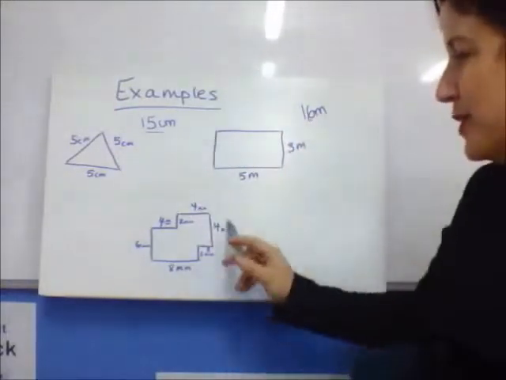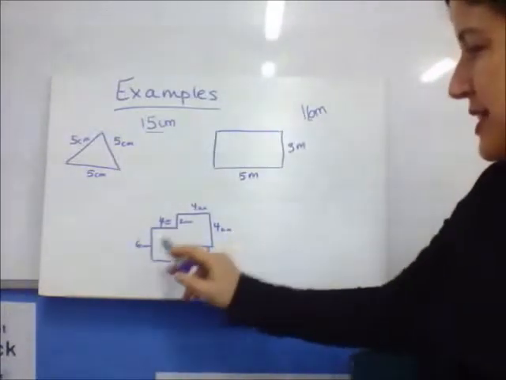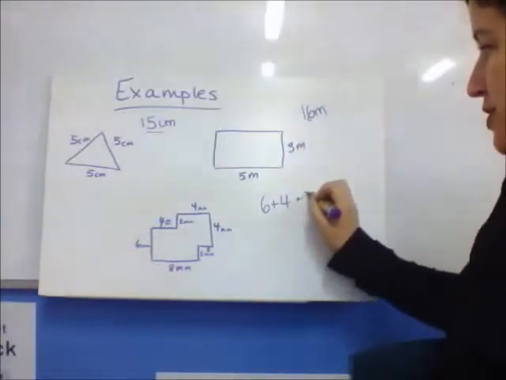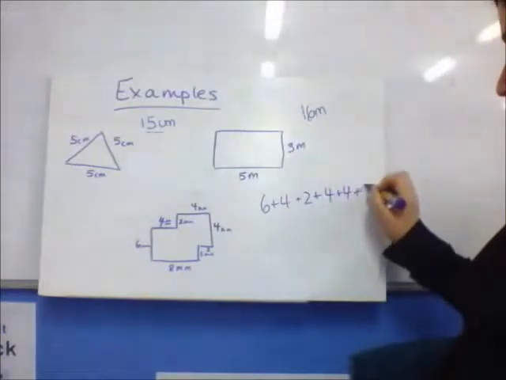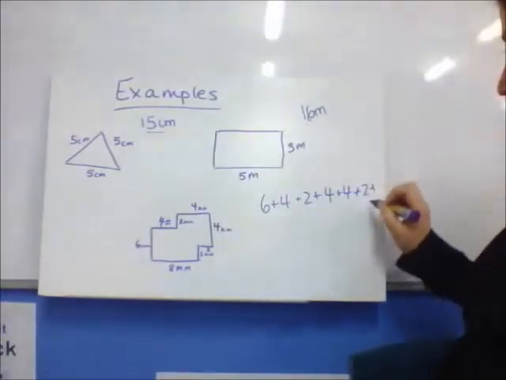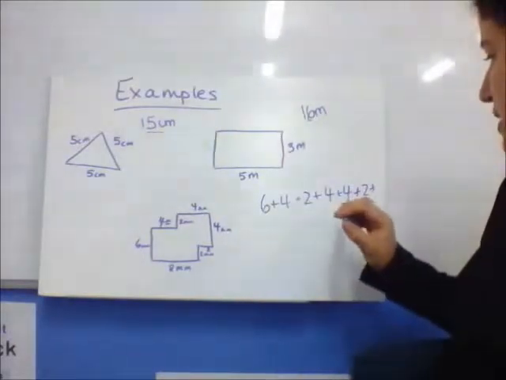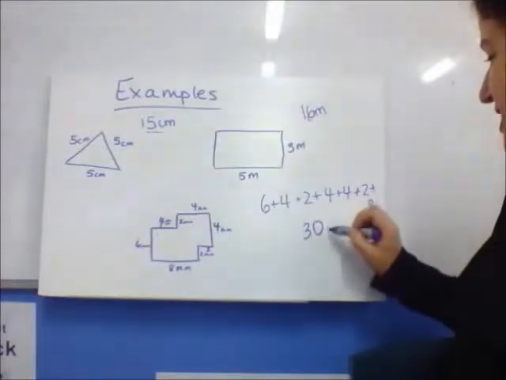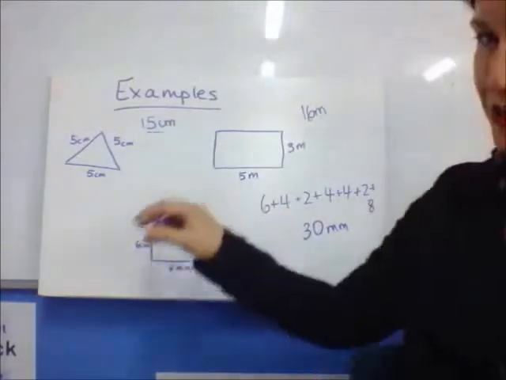That's our perimeter of that rectangle. Okay, we've got a very awkward shape, but we still need to know the perimeter. That's okay. Once again, you just add up all the sides. So here we've got 6 plus 4 plus 2 plus 4 plus 4 plus 2 plus 8. And we've ended up with 30 millimeters. And that's our perimeter of this awkward shape.